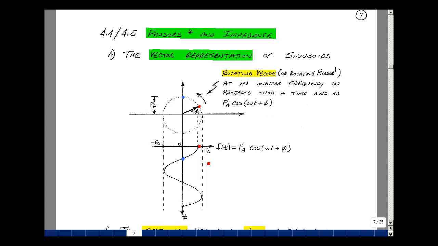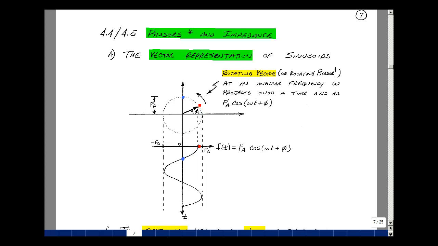Now suppose I create another set of axes, this y-axis and this x-axis, where this is the function f of t versus time. At t equals 0, what I've got is f of a times the cosine of phi, and that has this particular value. If I were to project that onto this y-axis, that would be the value of my function f of t at t equals 0. Suppose that this vector is rotating at an angular frequency of omega.